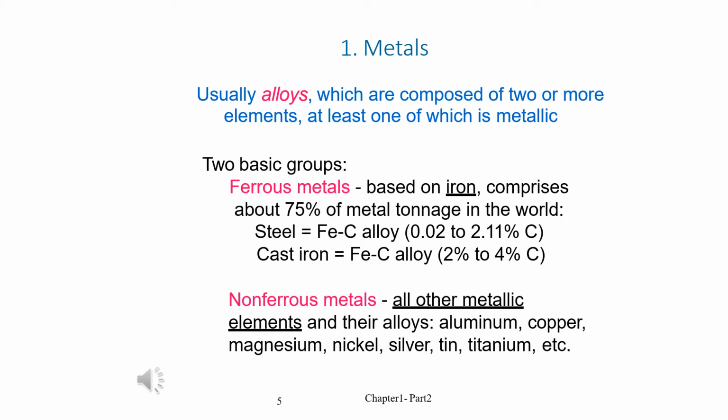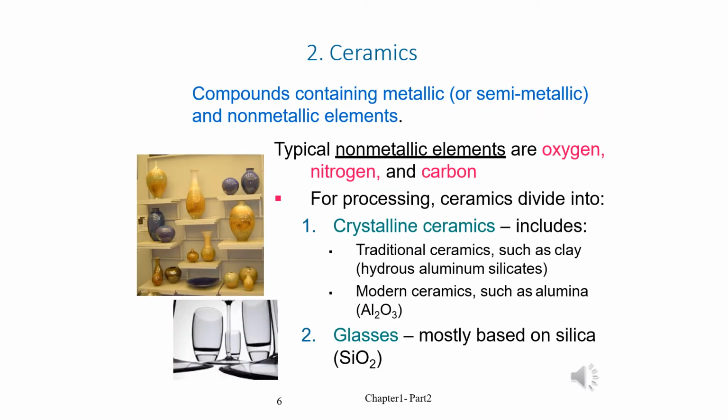And look, these aren't usually alloys. There's some. I take that back. You mix tin and copper together, you get brass and bronze. But you're likely to find these in pure form. Ceramics. They can be metallic or semi-metallic and non-metallic.